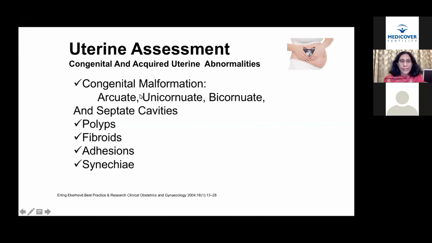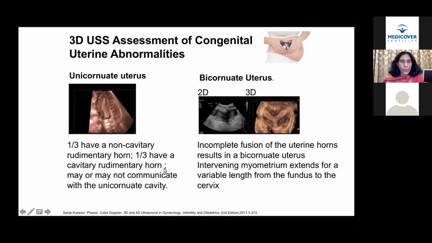So these abnormalities are usually seen like arcuate uterus, unicornuate uterus, bicornuate, septate. They can be polyps, fibroids, adhesions, and synechiae. So let's see how they look. Unicornuate means there is one horn, one-sided uterus. In this also, one third have a non-cavitary rudimentary horn, and one third have a cavitary rudimentary horn, which may or may not communicate with the unicornuate cavity.